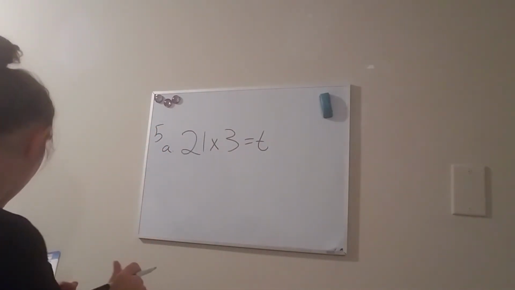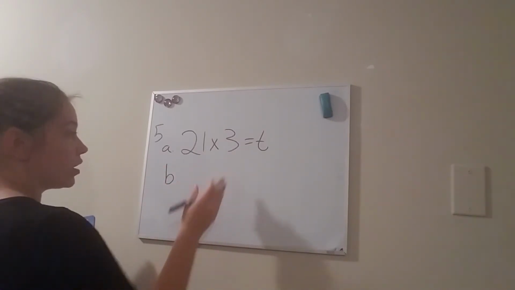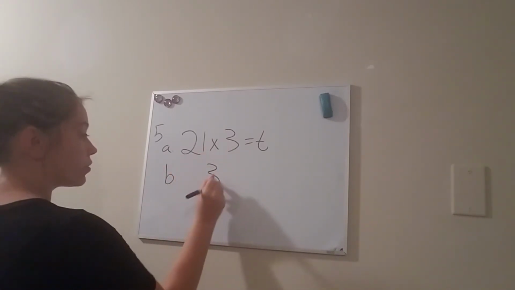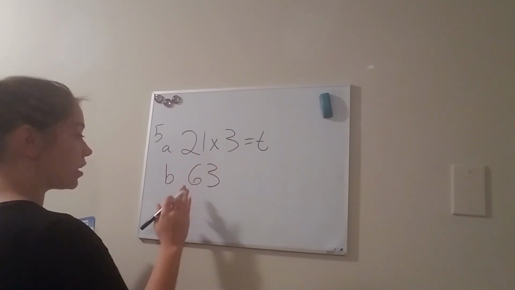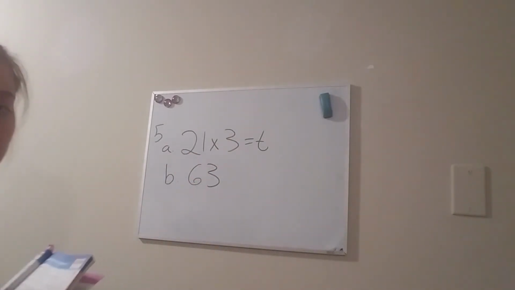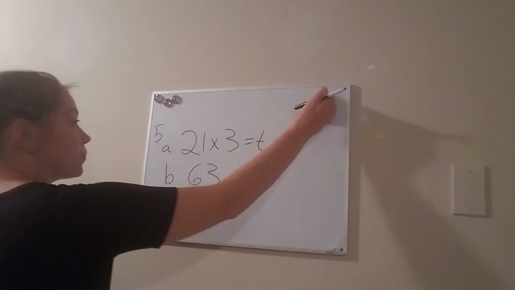Now I need to figure out what the answer is. So what's 21 times 3? 3 times 1 is 3. 3 times 2 is 6. So Tanya is 63 years old. Okay, and let's do one more.